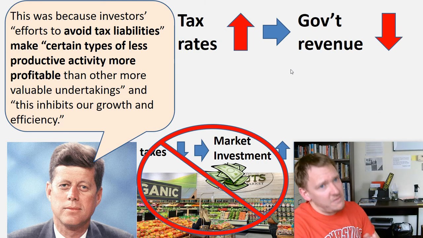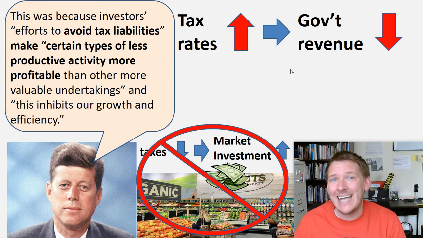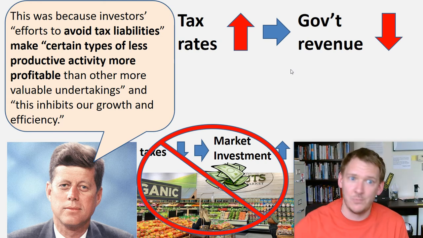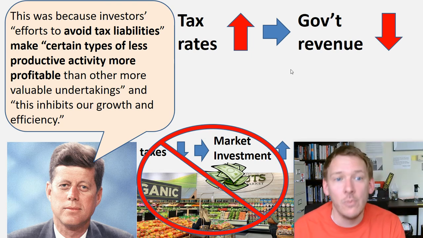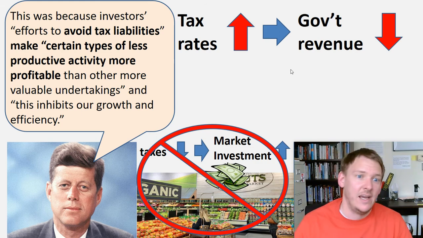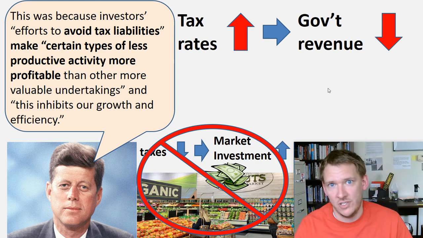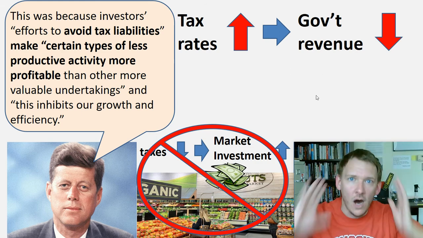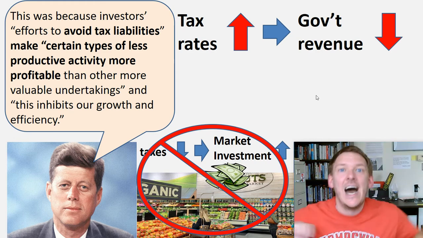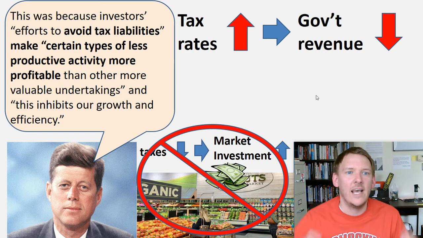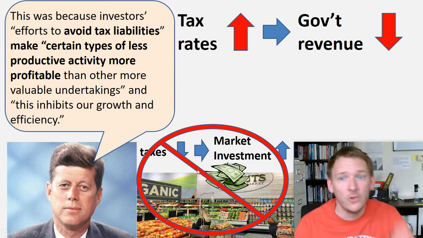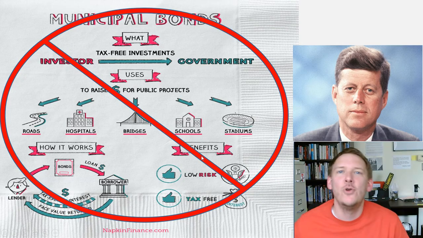This was because investors' efforts to avoid tax liabilities make certain types of less productive activity more profitable than other, more valuable undertakings. And this inhibits our growth and efficiency. The high taxes cause them to do something different. The high taxes scare the investors out of the market and to less productive activities. What are those less productive activities? They pull their money out of the market and they put it in municipal bonds.